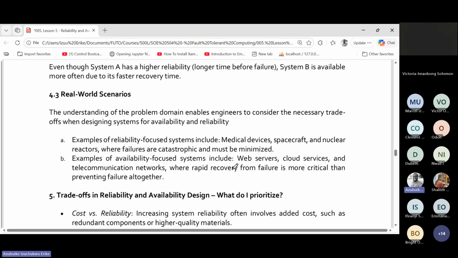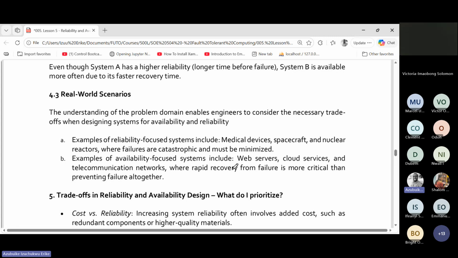Examples of reliability-focused systems include medical services and spacecraft. We're talking about reliability. How can we rely on this spacecraft that we are launching there? How long is it going to stay there? Is it going to remain operational for a certain time, withstanding the weather conditions in that area? Those are the things. Now we talk about nuclear reactors that you don't easily enter into.